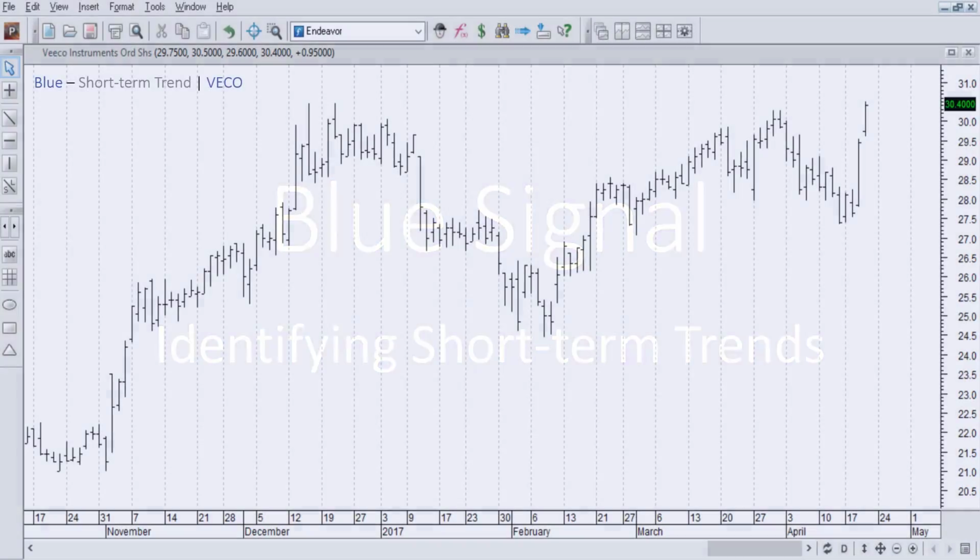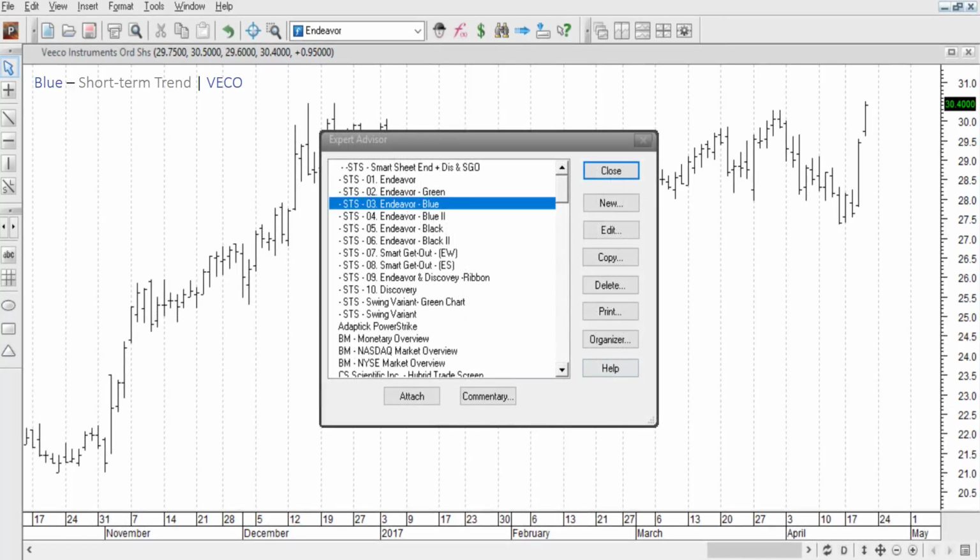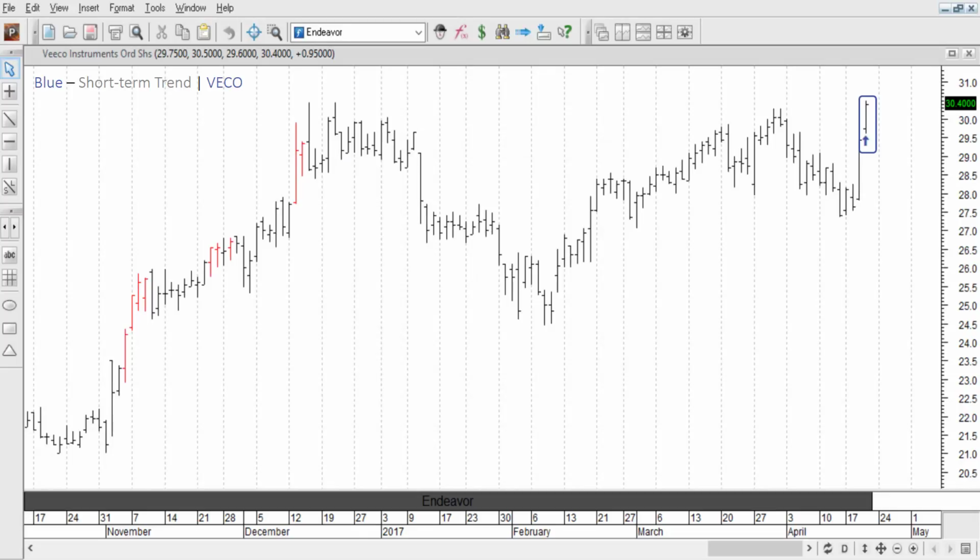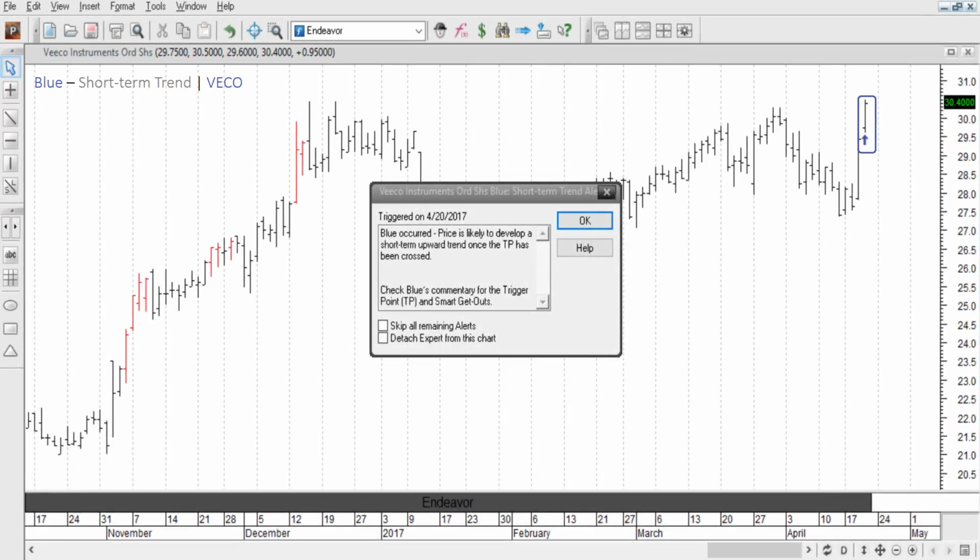So, pay attention. You bring up your chart. This is Veeco Instruments, ticker symbol VECO. Apply Endeavor Blue, and when the criteria is met, a blue signal will appear on your chart, along with an alert box, again reminding you what this signal represents and to check the commentary for your trigger point. Let's bring up our commentary.